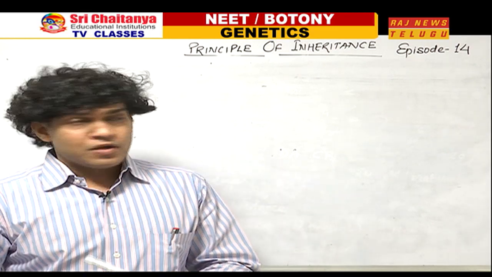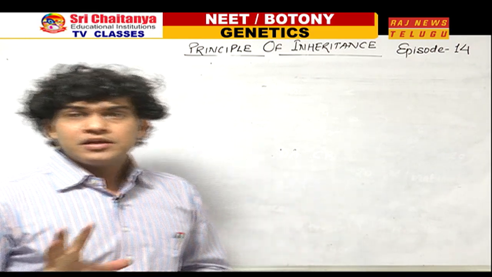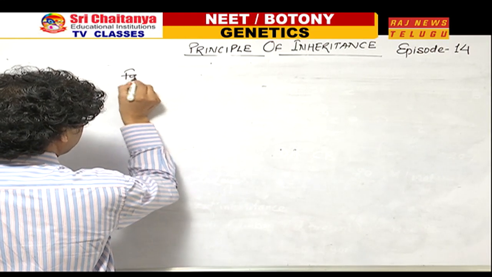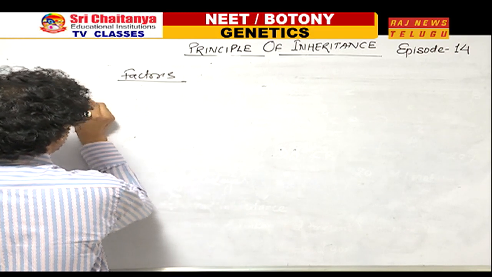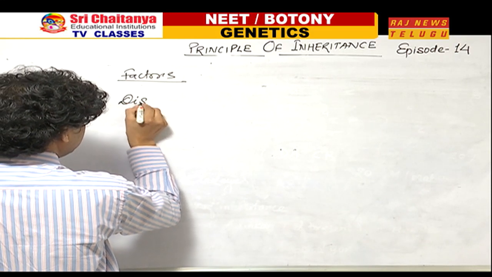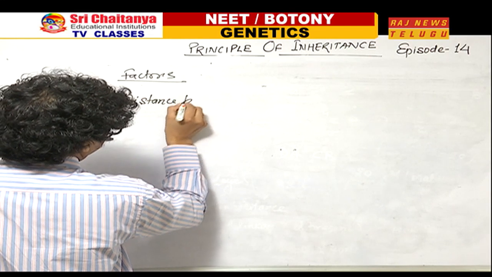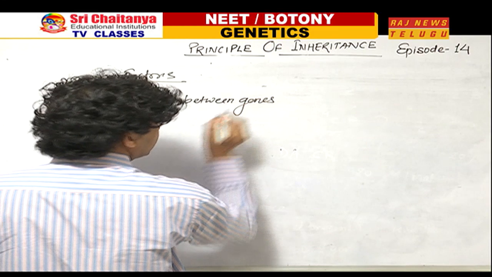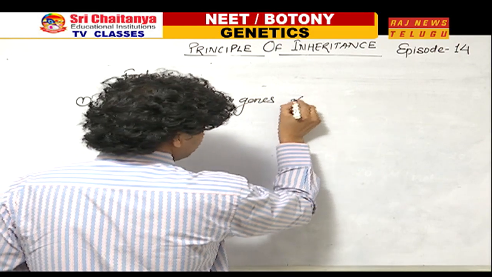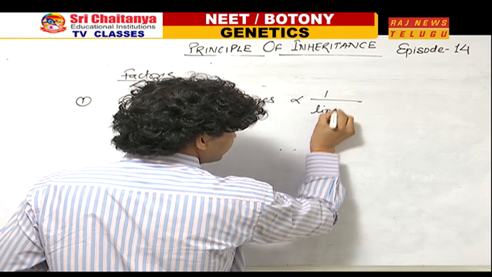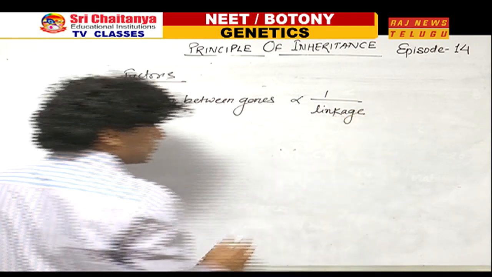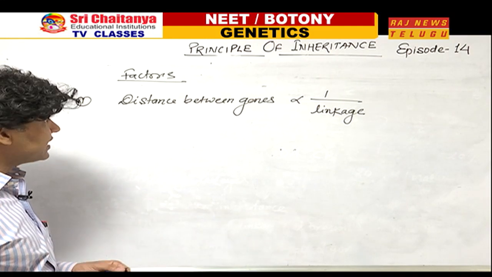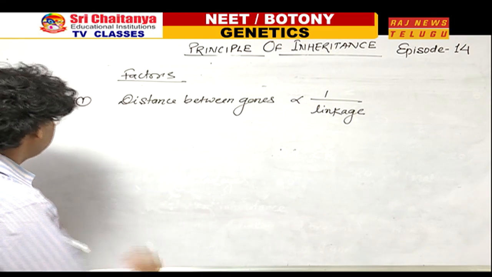So in the linkage, one more last thing that we can discuss is the factors that can affect the linkage. First, distance between genes. Distance between genes is inversely proportional to the linkage, or vice versa. Linkage is inversely proportional to the distance between the genes. It means more the distance, less the linkage, less the distance, more is the linkage.